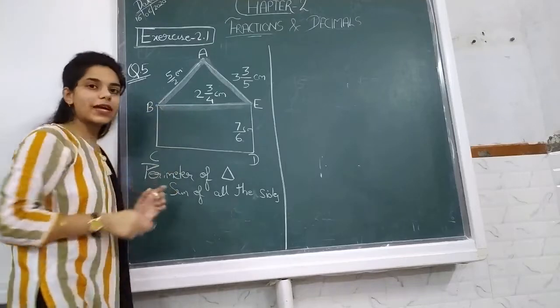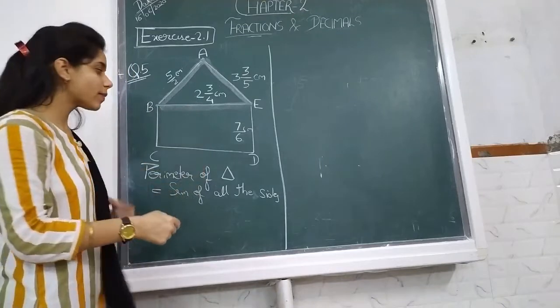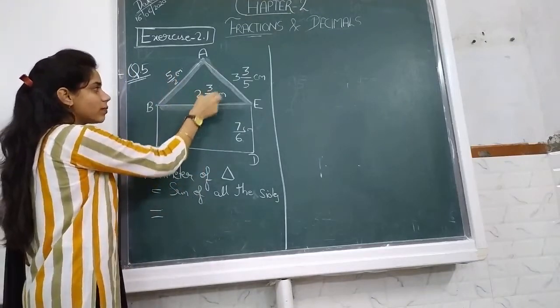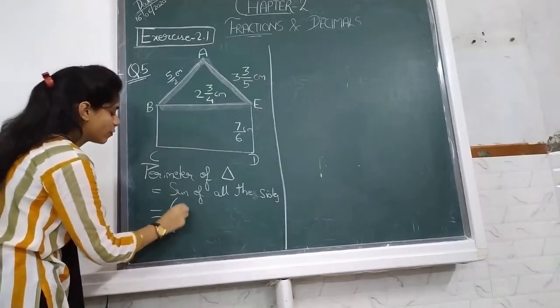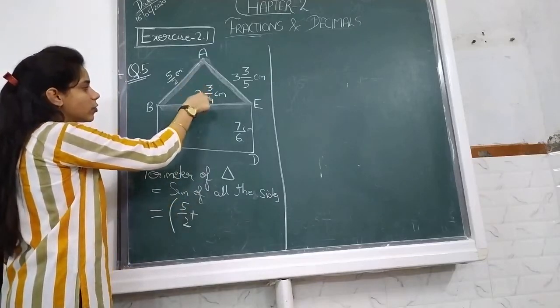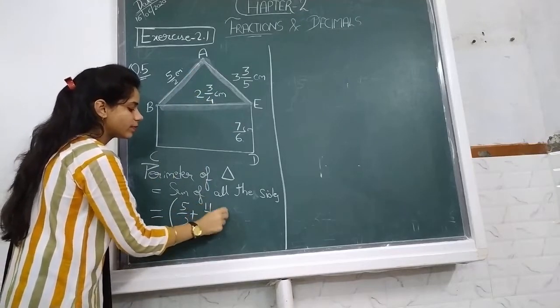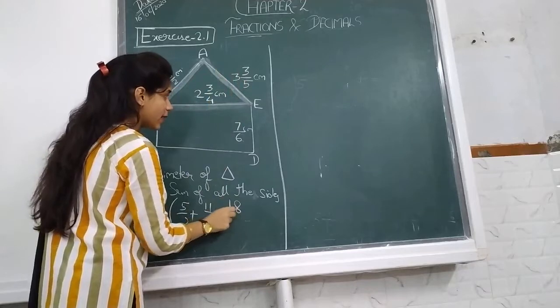So the formula for the perimeter of a triangle is the sum of all the sides. The sides given to us are 5 by 2, 3 by 4 and 3 by 5. So 5 by 2 plus 4 twos are 8 plus 3, 11 by 4, plus 5 threes are 15 plus 3, 18 by 5.